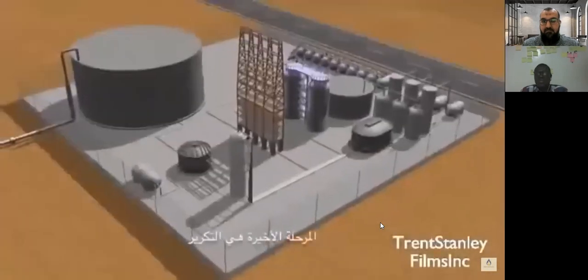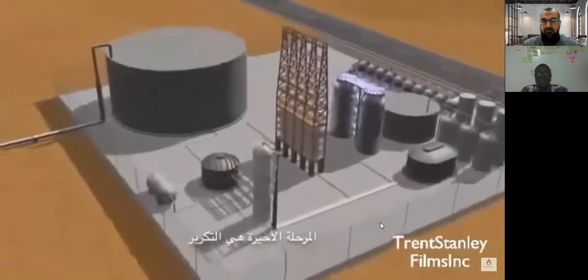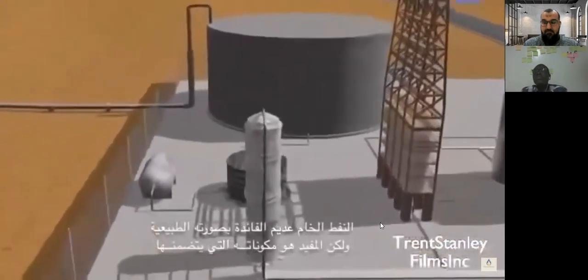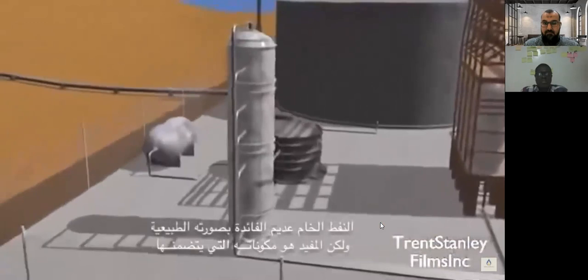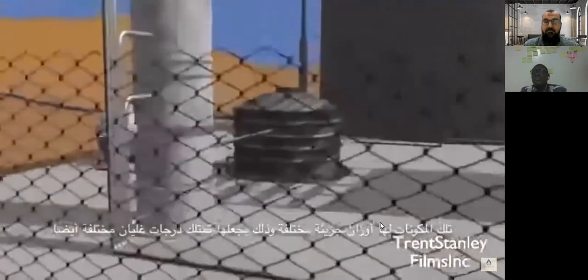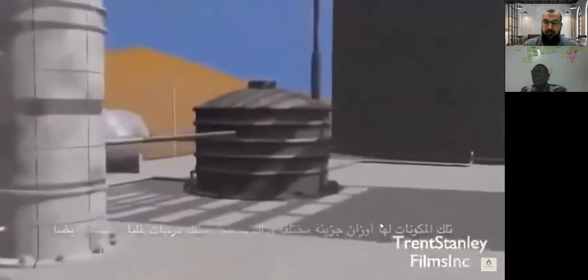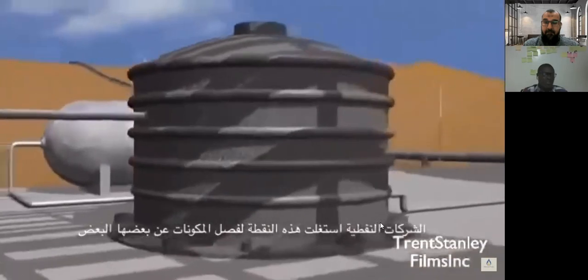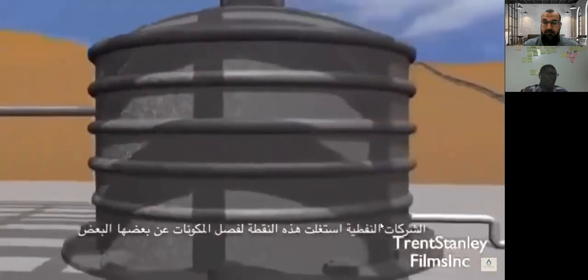The last stage of the petroleum industry is refining. Petroleum essentially is useless in its natural state. What's valuable and useful are the various components that make it up. These components all have different molecular weights and therefore have different boiling points. Petroleum companies take advantage of these different boiling points and use them in order to separate the different components.